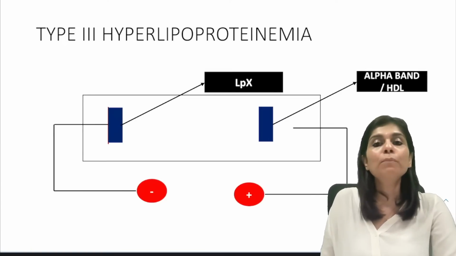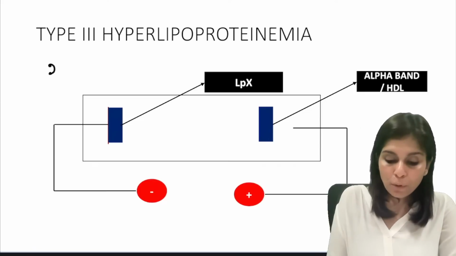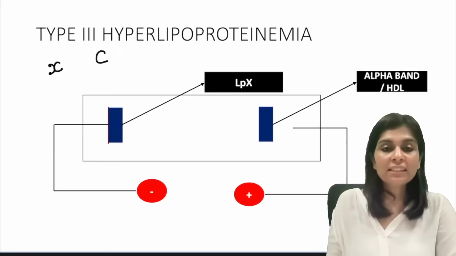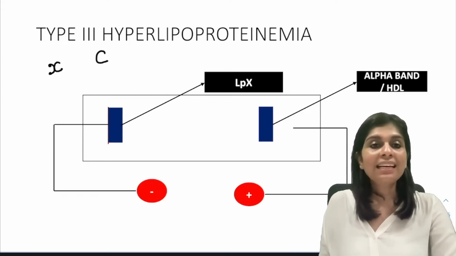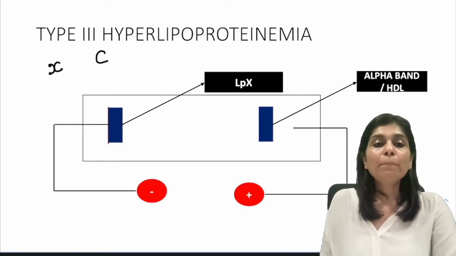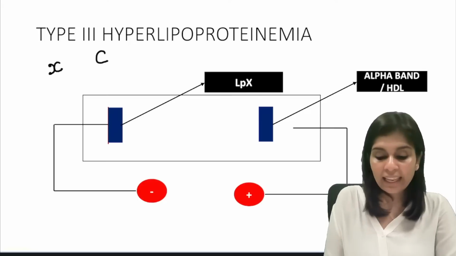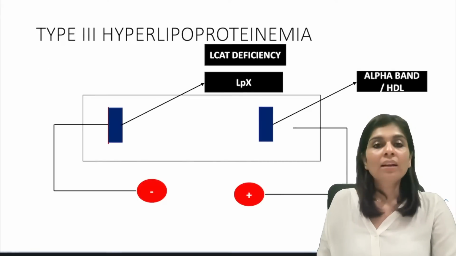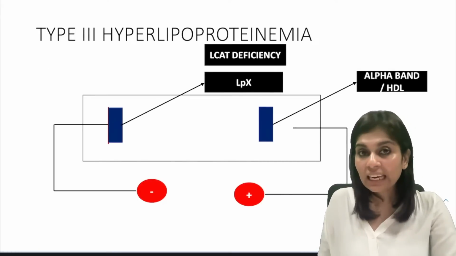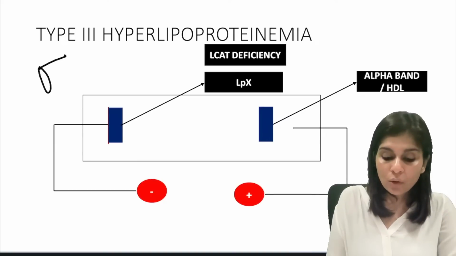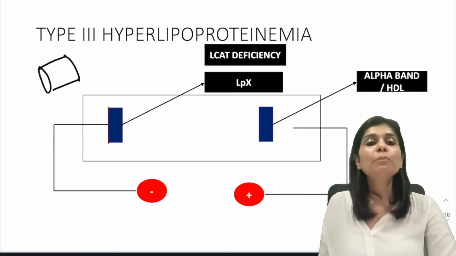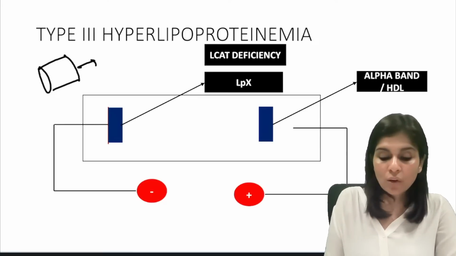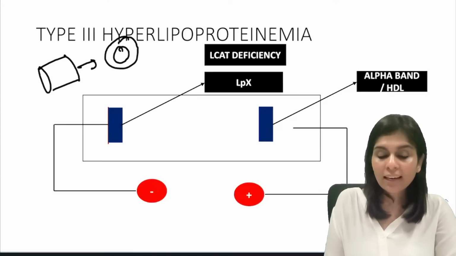It is going to be lipoprotein X. And lipoprotein X and C, don't they look similar? X and C look similar. So lipoprotein X is caused by LCAT deficiency. Okay, what is the function of LCAT? LCAT, or lecithin cholesterol acyl transferase, helps in the conversion of discoidal HDL to spheroidal HDL.